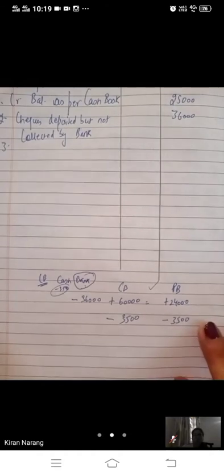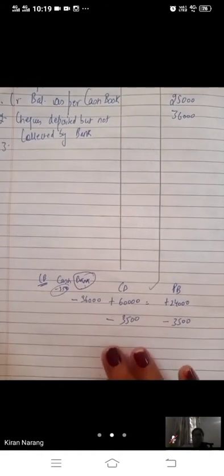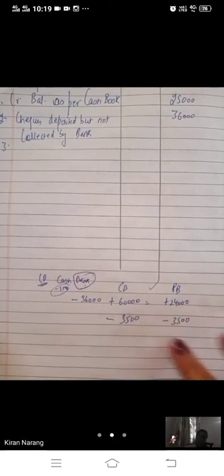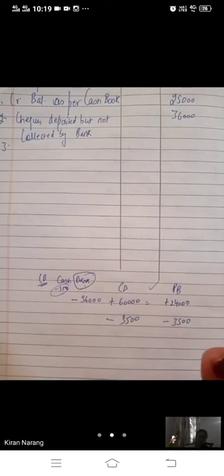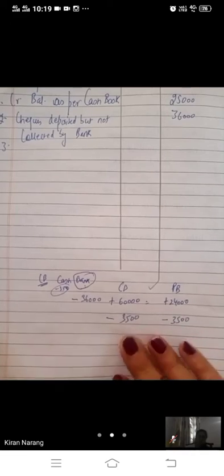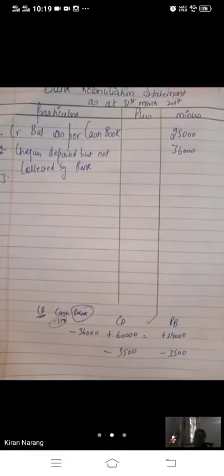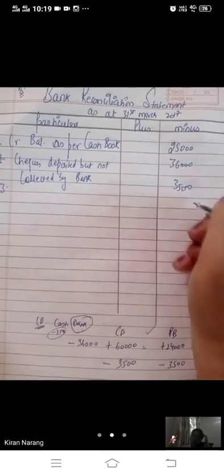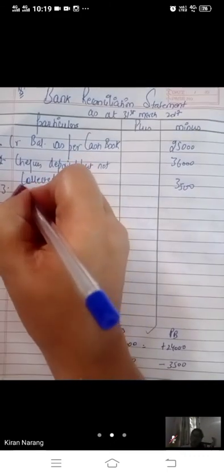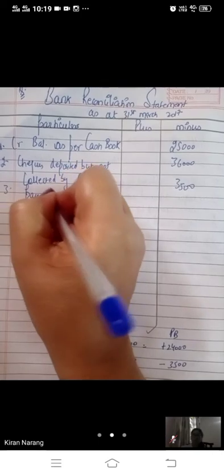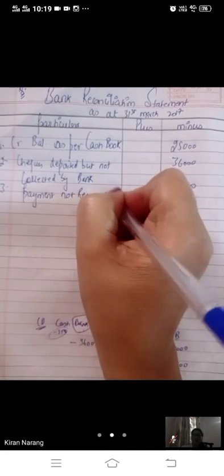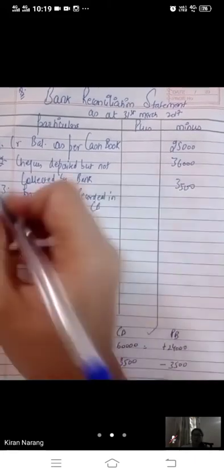Here in the passbook it is done, because we have given a check to someone and he must have gone to the bank to take the payment. If it is not given that he has not taken the payment, we will assume that he has taken the payment. We have not recorded it in the bank column, we have recorded it in the cash column. 3,500 will be subtracted. Payment not recorded in cash book.